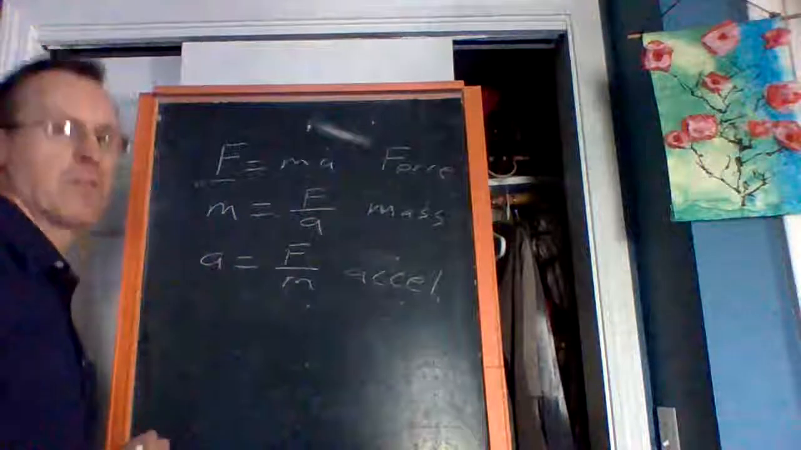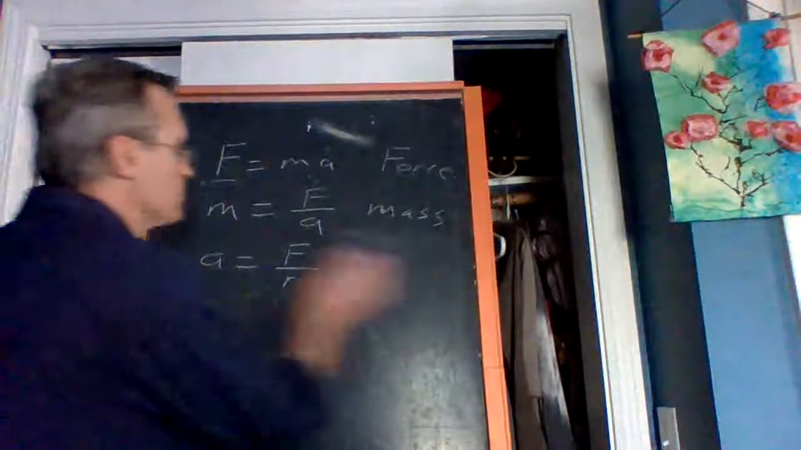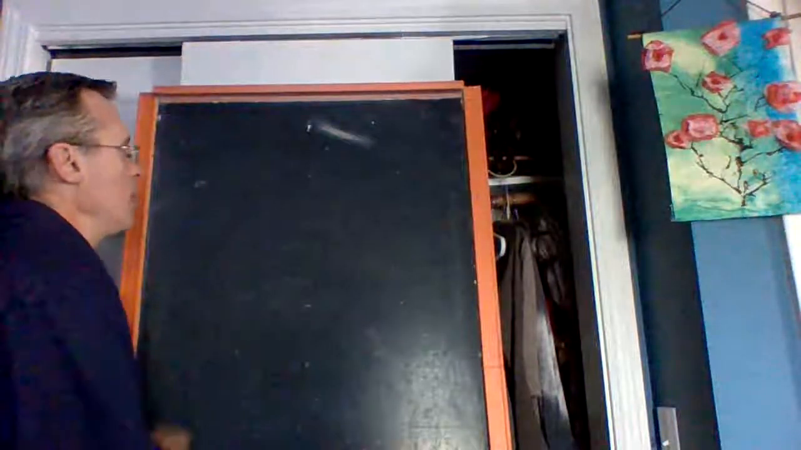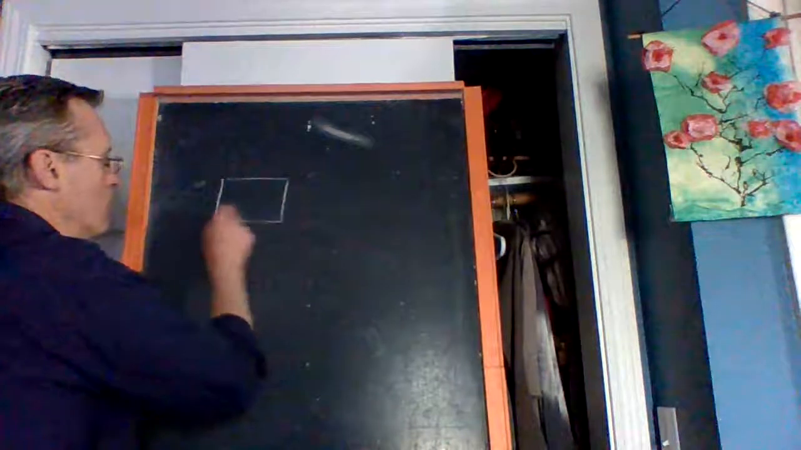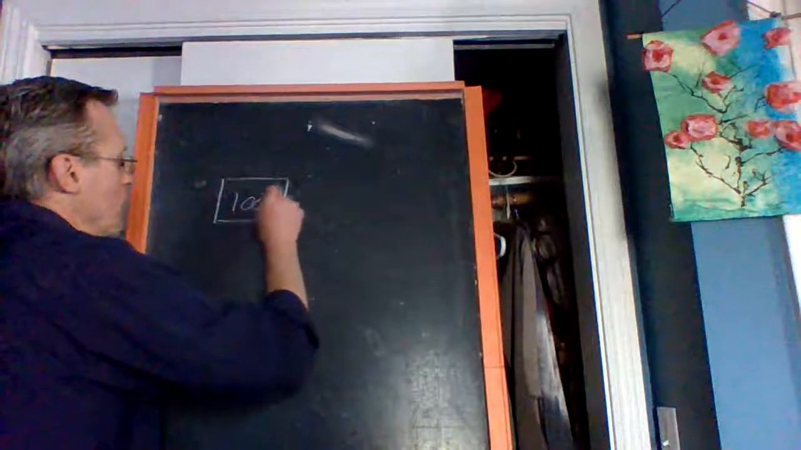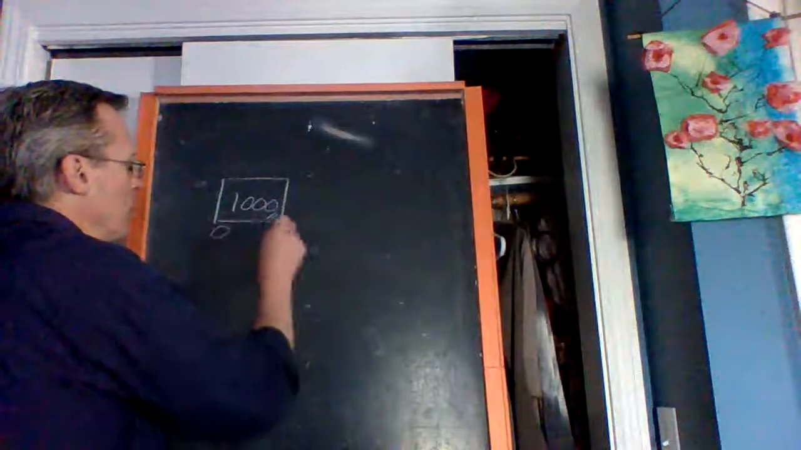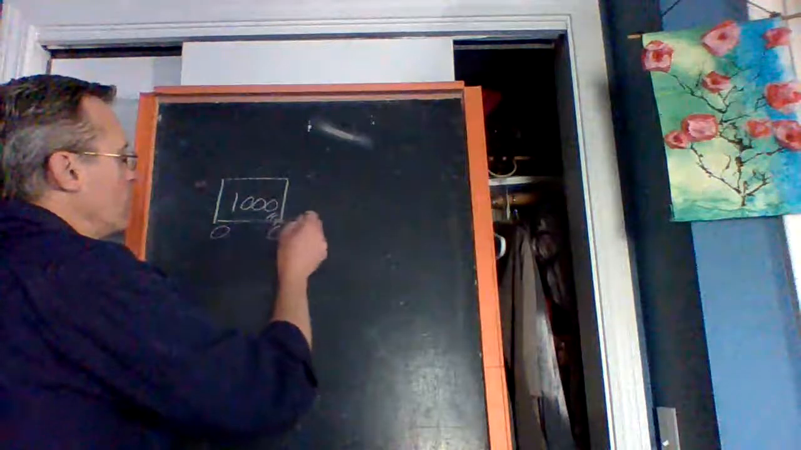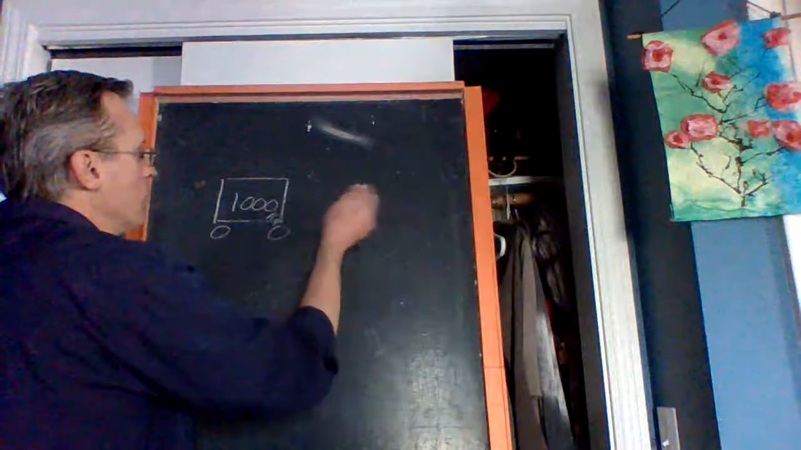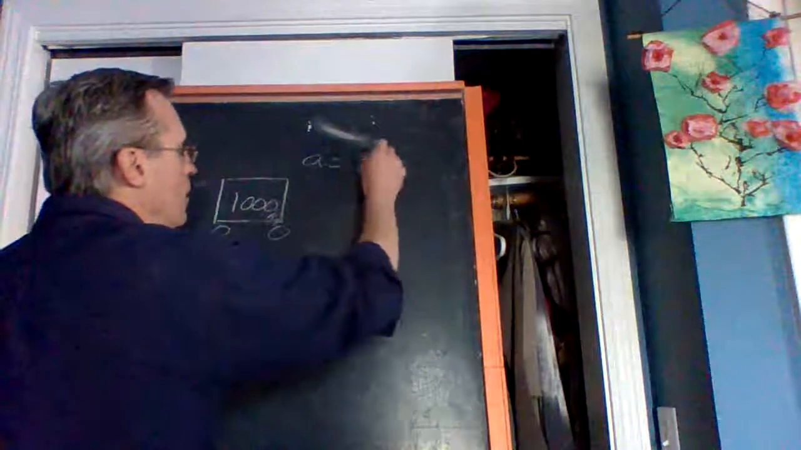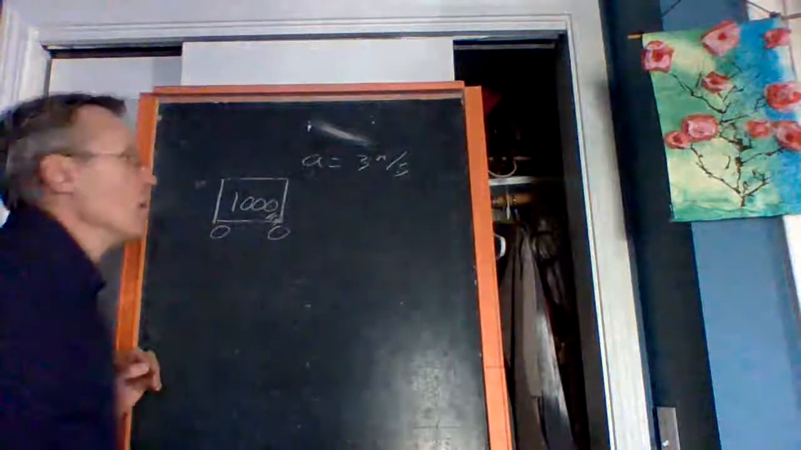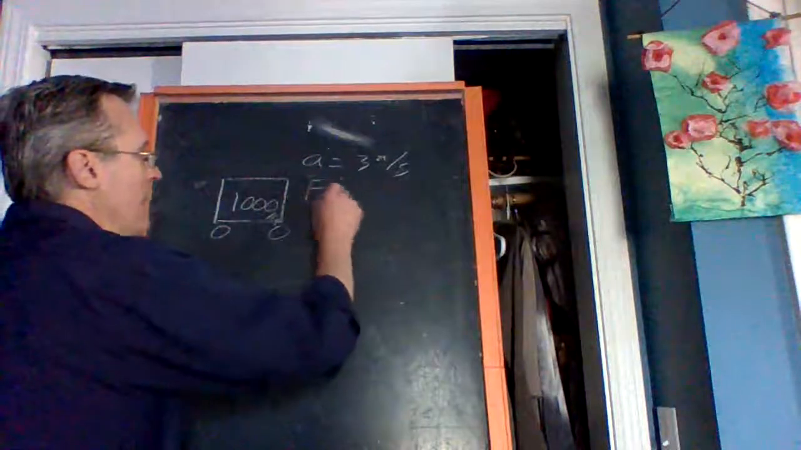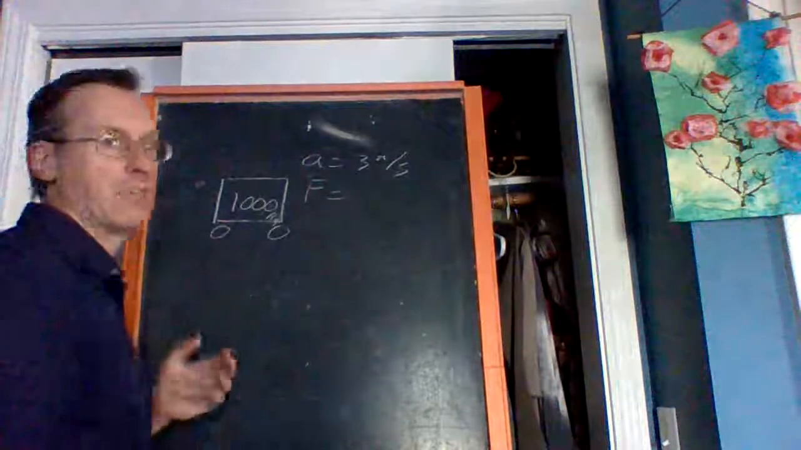Make sure you have these down because I'm going to erase them so I can do an example. Let's say we have a car, and I'm going to draw the crappiest car in the world. The car has a mass of 1,000 kilograms and accelerates with an acceleration of 3 meters per second squared. What we want to know is what is the net force on that car that's causing it to accelerate at 3 meters per second squared.